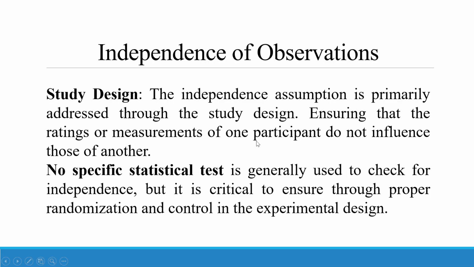Now we don't have any formal test to check the independence of observations, but we can achieve this with the help of study design. The independence assumption is primarily addressed through the study design, ensuring that the ratings or measurements of one participant do not influence those of another. No specific test is generally used to check for independence, but it is critical to ensure and we should achieve the independence of observations. This can be done by proper randomization and control in the experimental design.